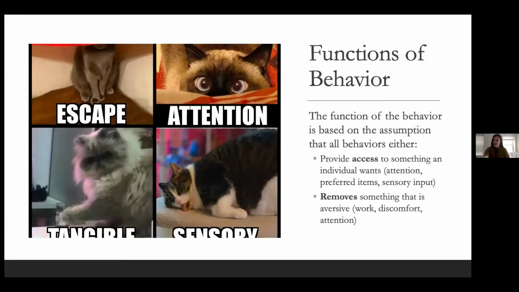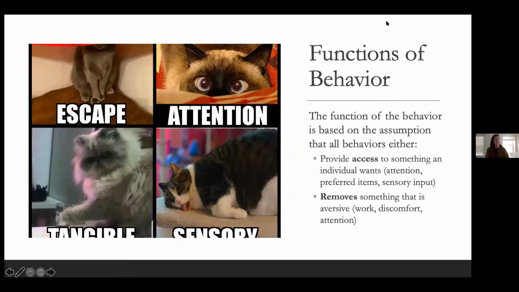So what are the functions of behavior? The functions of behavior are based on the assumption that behaviors either provide access to something an individual wants. So that could be access to mom's attention. That can be access to my favorite toy or my favorite candy. Also getting sensory input. I like to have scratches or rubs on my arm. And then there's also the removal of things that we sometimes find aversive.